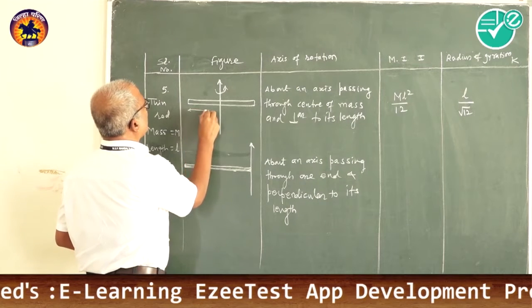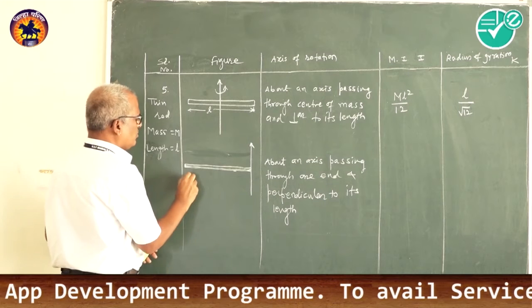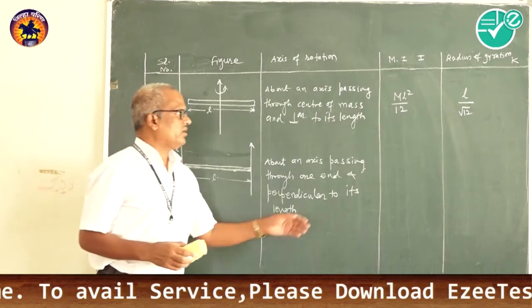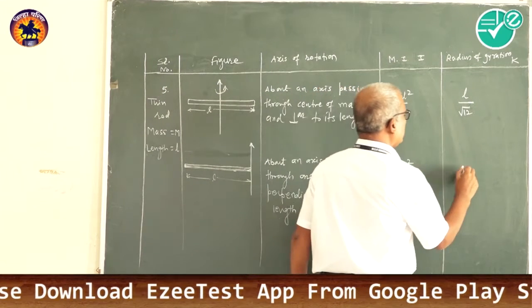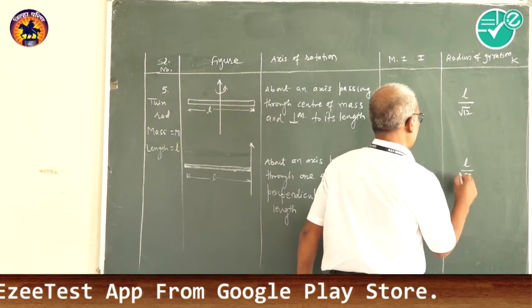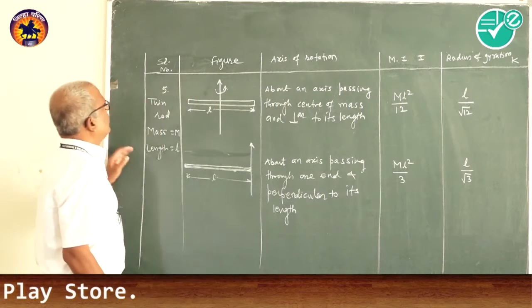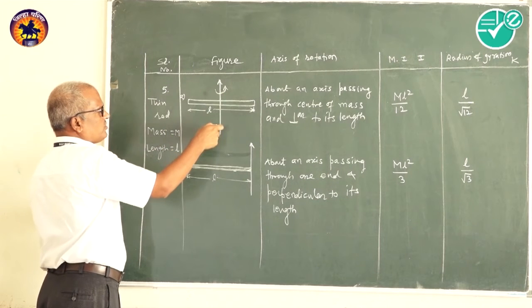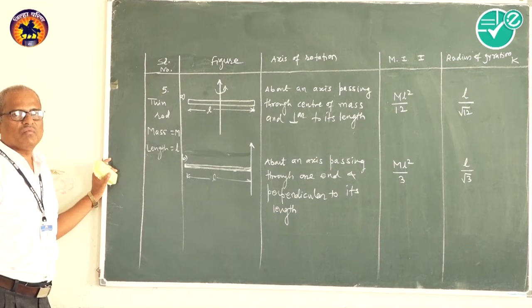Now actually here the length is L, that is already I have written here, length of the rod is L, mass is M. Here also the length is again the same, that is L. Now in the next case the moment of inertia is ML square by 3 and obviously the radius of gyration is L upon square root of 3. Now this is about the two cases, that is one is about an axis passing through center of mass and another case is passing through one end. Both axes are perpendicular to its length.